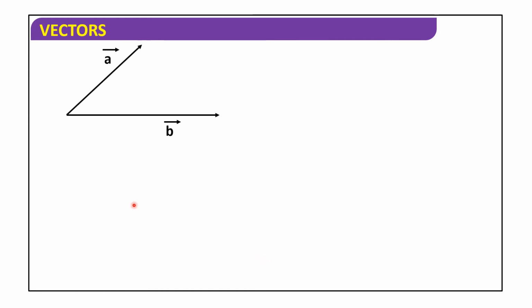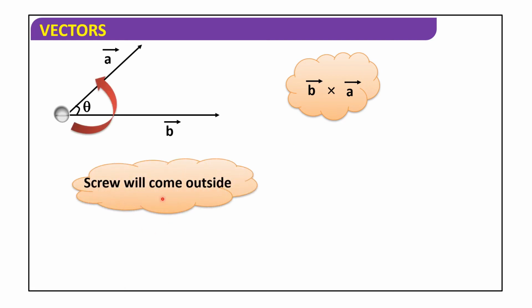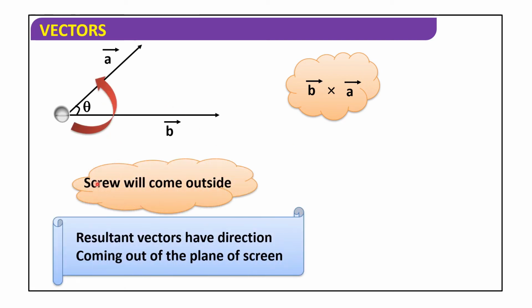A bar, B bar are two vectors making an angle theta. Now B bar cross A bar is equal to, the screw will come outside. So the resultant vector has direction coming out of the plane of the screen.